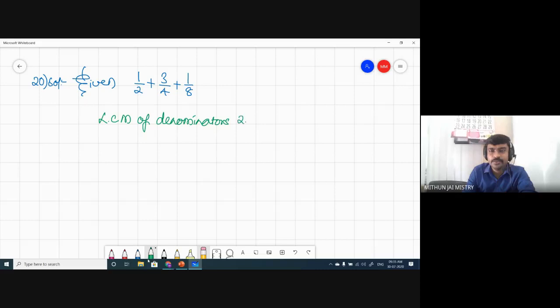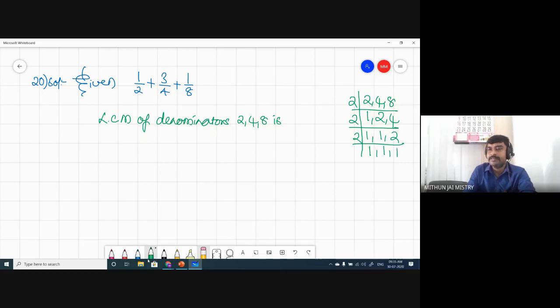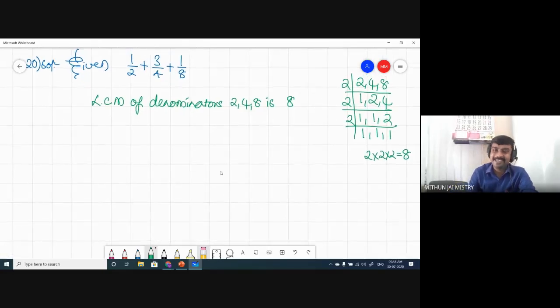LCM of denominators 2, 4, 8 is? What is the LCM? How to find LCM? 2, 4, 8. It will be 2 1 times, 2 2 times, 2 4 times. Then again 2 1 times, 2 2 times. Then again 2 1 times, 1 times, 1 times. So what is the LCM? 2 into 2 into 2, that is 8. So the LCM of 2, 4 and 8 is 8. After I did, you are telling 8. Before I do, you have to tell. Okay, no problem. Better luck next time.